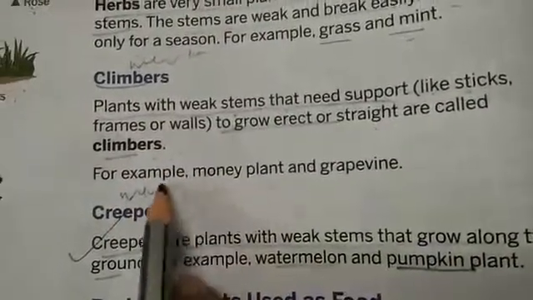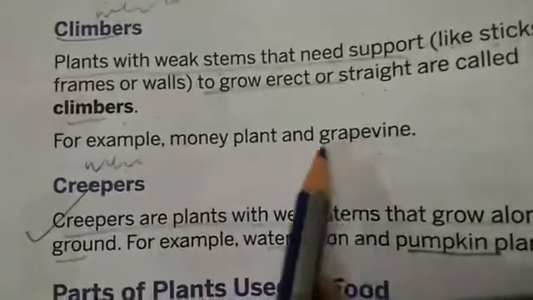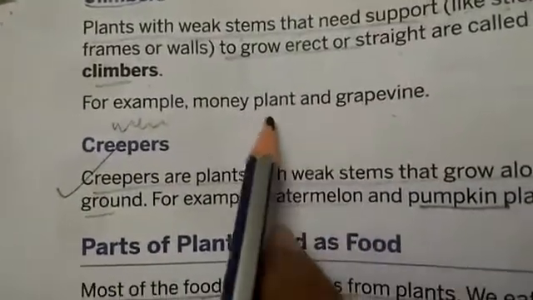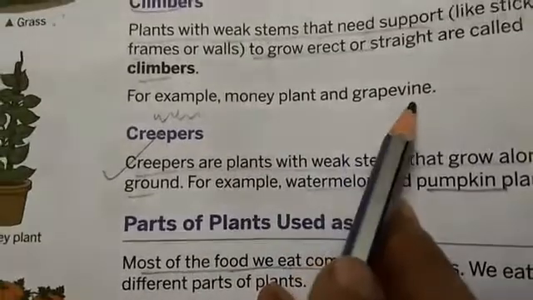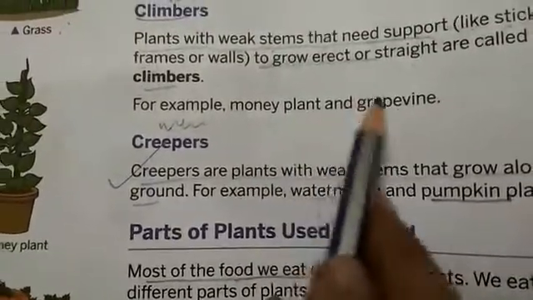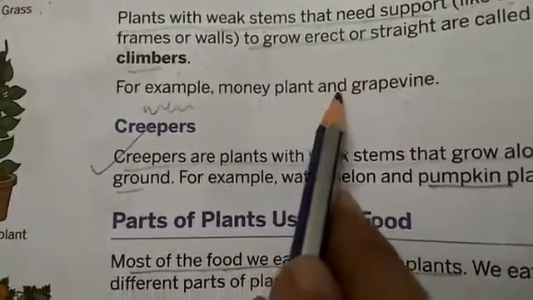For example, money plant and grapevine. Grapevine means grape ki dal. Money plant you have seen, grapevine you have seen. All these are climbers and they have very weak stems.